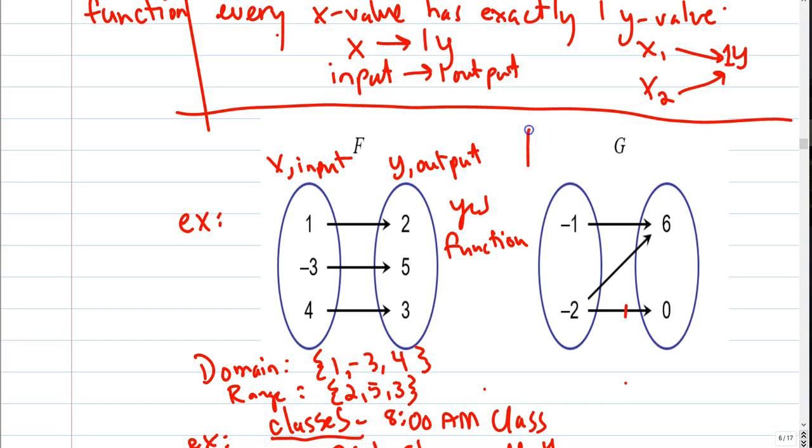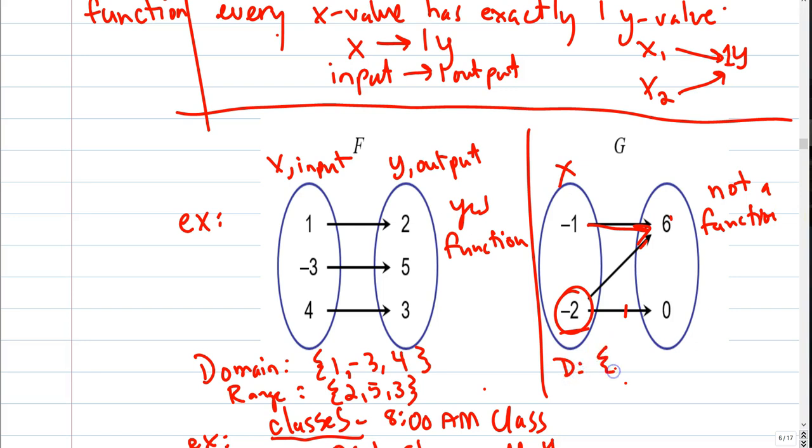Is this one a function? This x goes to exactly one y. This x goes to this one y. That's not a problem. These two x's can go to the same y. What is the problem? That this x, this input, goes to a 6 and a 0. This is not a function. The domain, the x values, are negative 1 and negative 2. And the range would be the 6 and the 0. And what was the issue here? This negative 2 at x went to both y values. So it made it not a function.